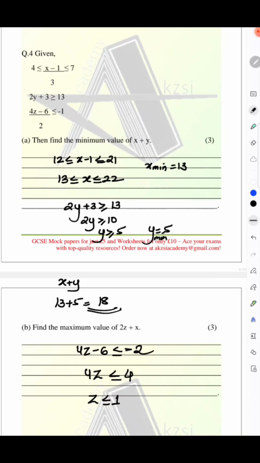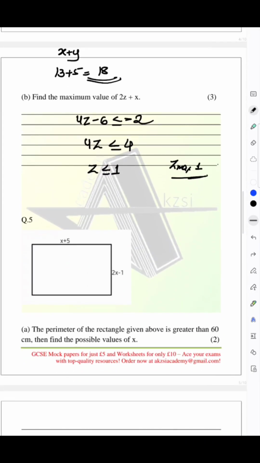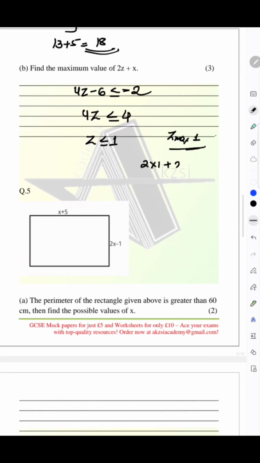Which means z can take any value equal to or less than 1, so the maximum value z can take is 1 itself, because z has all the values lesser than 1 but not greater than 1. So z max will be 1. And we already know that the maximum value of x is 22, because x is from 13 to 22. So the maximum value of 2z plus x will be 2 times 1 plus 22, which was x maximum. So 24 is the maximum value.